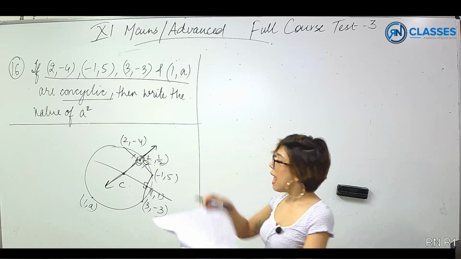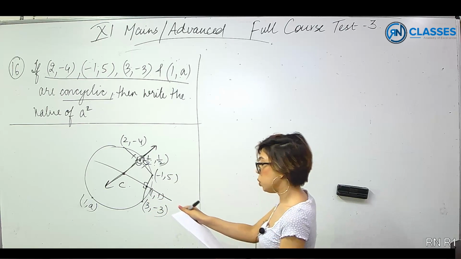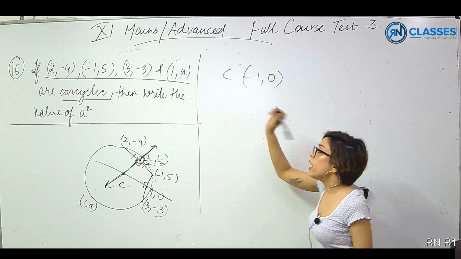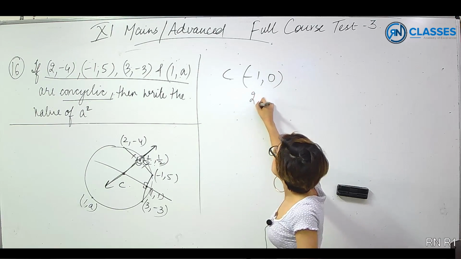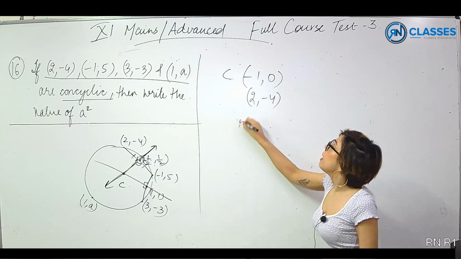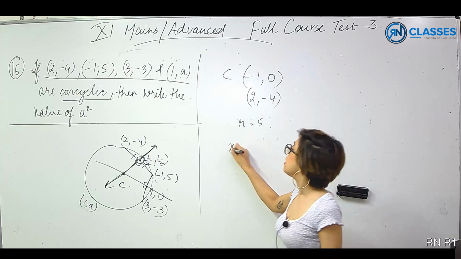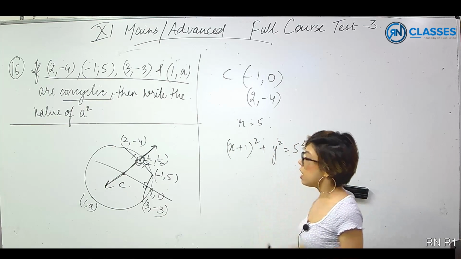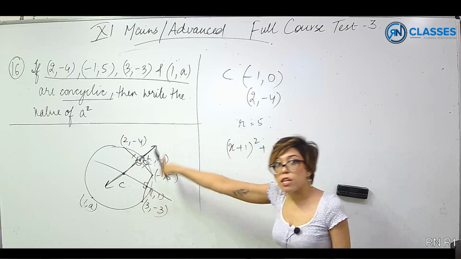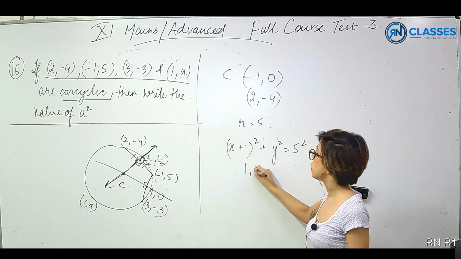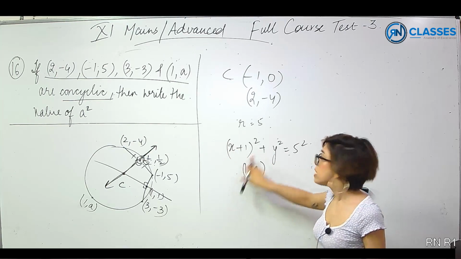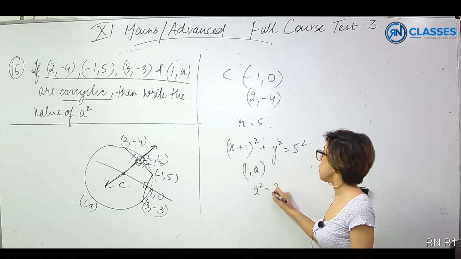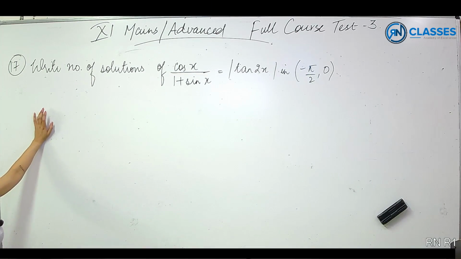Right? Center will actually turn out to be equal to minus 1, 0. Such a nice answer. Right? Now choose any point. Suppose I have chosen 2, minus 4. Right? Radius is nothing but 5. So my equation of circle is x plus 1 whole square plus y square equal to 5 square. Now I know that 1, a lies on the circle, that means it will satisfy. So instead of x, I'll put in 1. Instead of y, I will put in a, and I'll get the value of a square as 21. Alright, on to the next one.